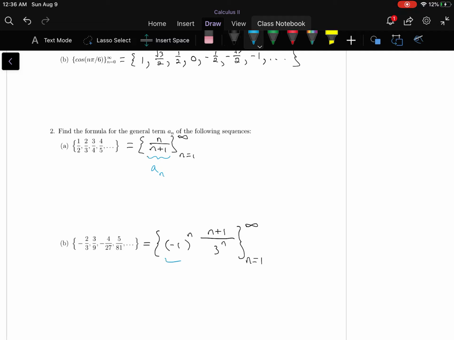And again, what's inside these curly brackets, that is our an. This isn't necessarily the only answer. It could change depending on if you're starting at n is 0 or maybe n is 2. And so there are slightly different ways that you may go about getting the answer, but it should have a form very similar to what I've written here.